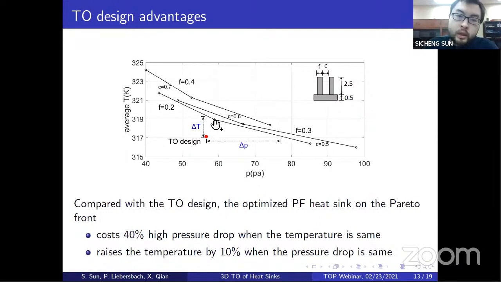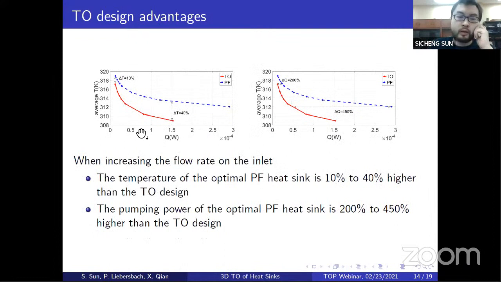Next we picked one of the panel plate fin heatsinks to compare with the TL design at different pumping power. The pumping power is equal to the flow rate times the pressure drop. So we gradually increase the flow rate and plot the average temperature versus the pumping power. The red curve is the TL design. The blue one is the panel plate fin heatsink. And you can see the TL design shows better and better performance than the panel plate fin heatsink.